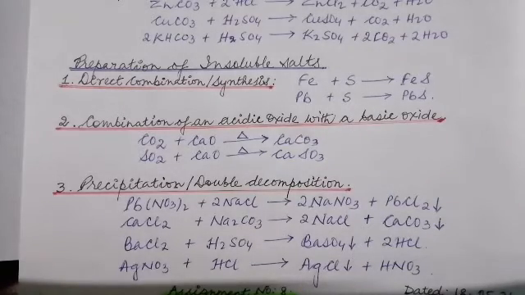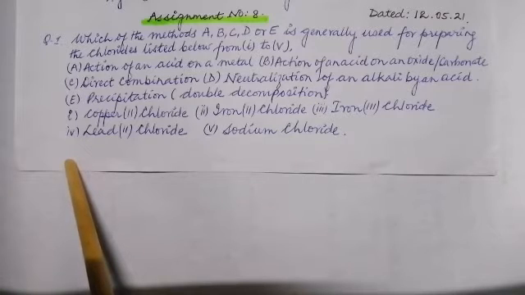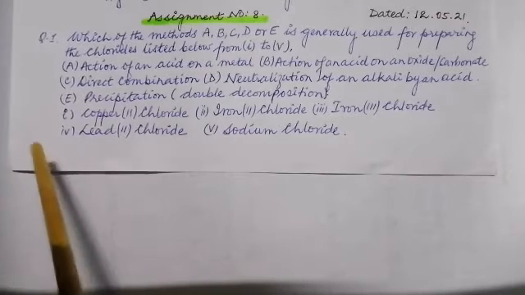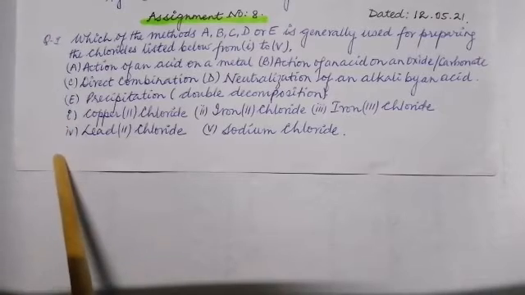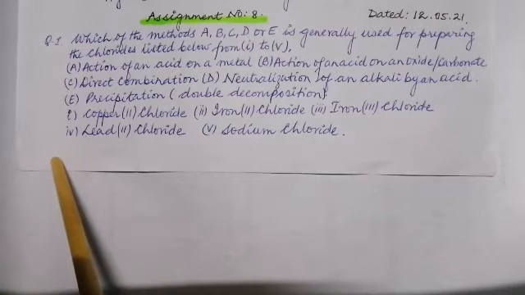Now we move on to the assignment segment. Assignment 8. I've given you only one question, but this question will test you on all parameters of how to prepare various types of salts by different methods. Which of the methods A, B, C, D or E is generally used for preparing the chlorides, means metallic chlorides, listed below from 1 to 5?